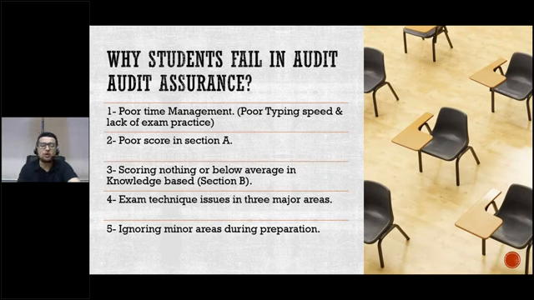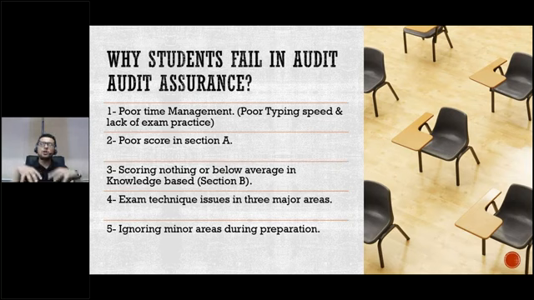Why do students around the globe fail in the audit and assurance exam, and why is the failure rate on the higher side? Let me be very honest with you. If the global failure rate is 60%, which means the passing rate is 40%, then in this part of the world, the subcontinent, trust me, the failure rate will be at least 70 or 75%, which means the passing rate will be around 20, 25 or hardly 30%.